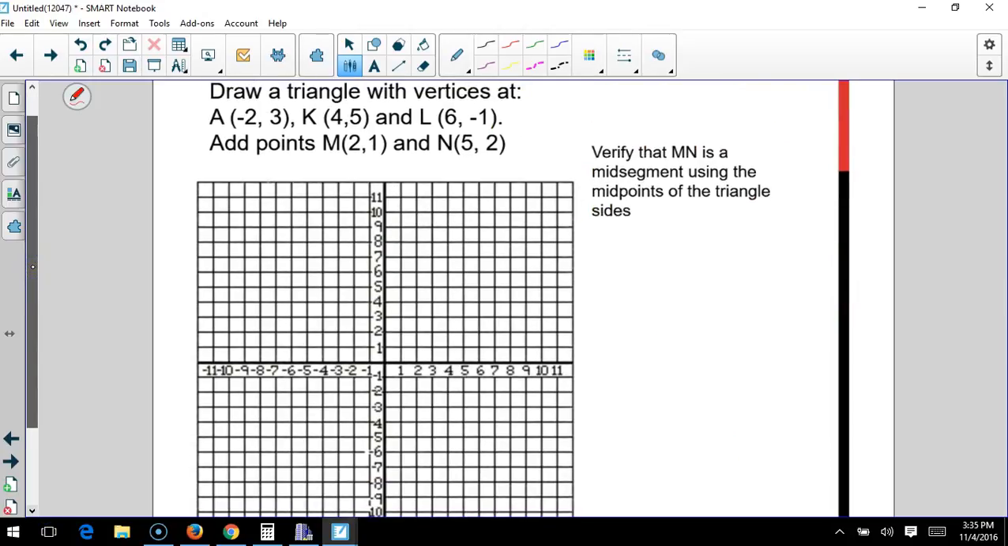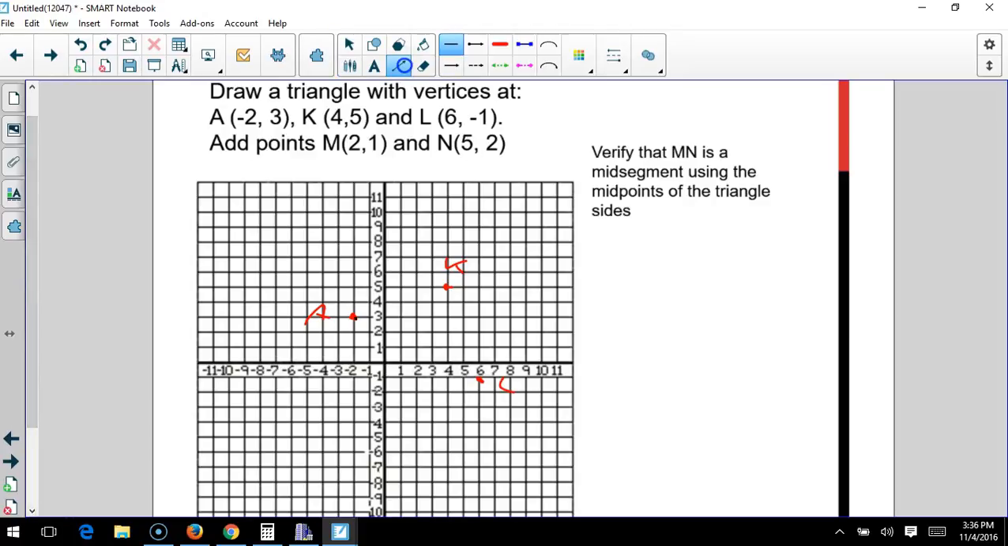Okay, so here we go again. Draw a triangle: -2, 3, call it K; 4, 5, call it A; and 6, -1, call it L. New points at 2, 1, call it M, and 5, 2, call it N. And we're trying to prove using midpoints of the triangle sides.